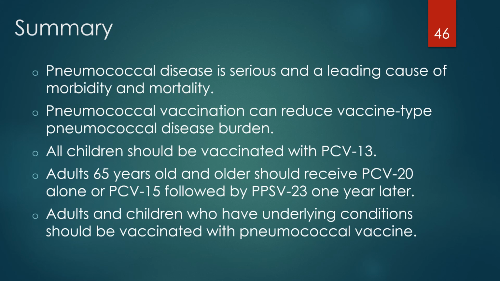In summary, pneumococcal disease is serious and a leading cause of morbidity and mortality. Pneumococcal vaccination can reduce vaccine-type pneumococcal disease burden. All children should be vaccinated with PCV13. Adults 65 years old and older should receive PCV20 alone or PCV15 followed by PPSV23 1 year later. Adults and children who have underlying conditions should be vaccinated with pneumococcal vaccine.